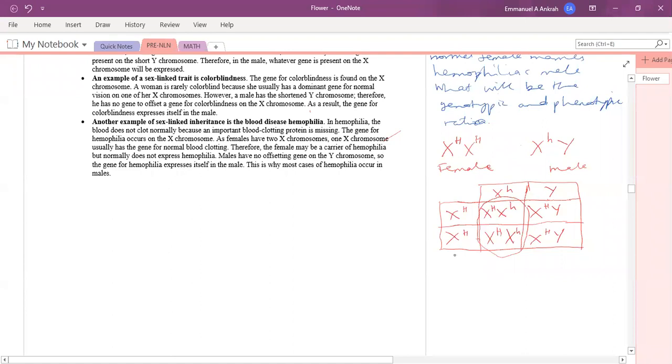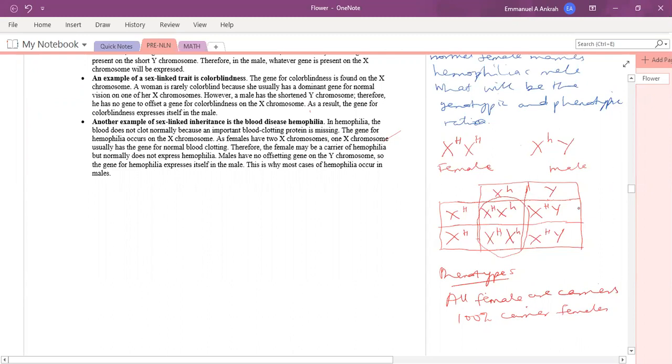So the phenotype or the phenotypic ratios, you have all carriers, all females are carriers, or the female, 100%. All right, now 100% carriers, carrier females. Okay, that's what that means.